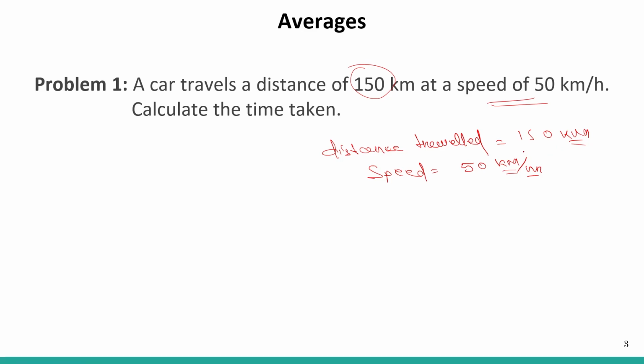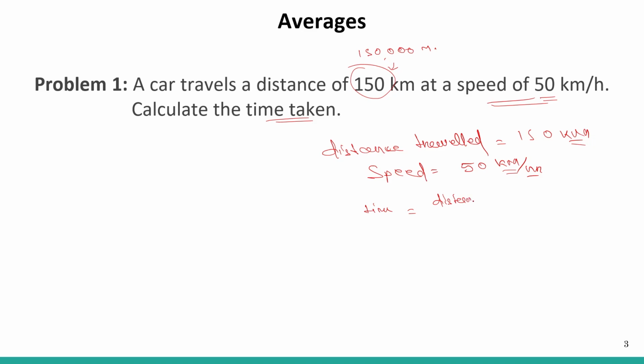If it would have been given to you that the distance traveled by the car was 150,000 meter, and the speed of the car is 50 kilometer per hour, then in order to find the time taken, you must convert one into the other. Since we are using kilometer in speed, the distance must be in kilometer. So the distance in kilometer will be what? 150 kilometer, right?